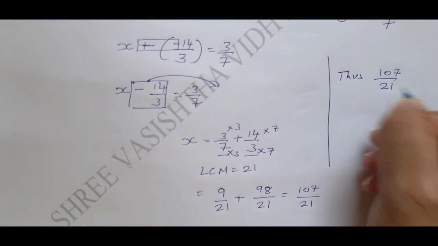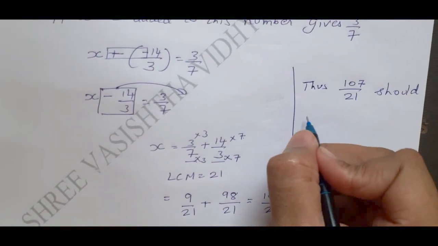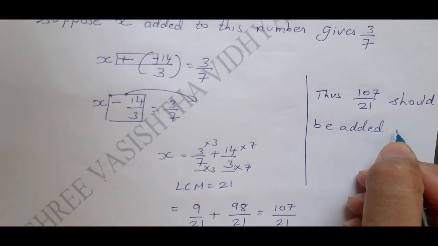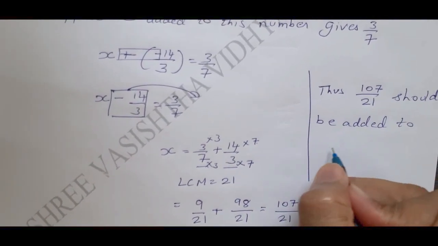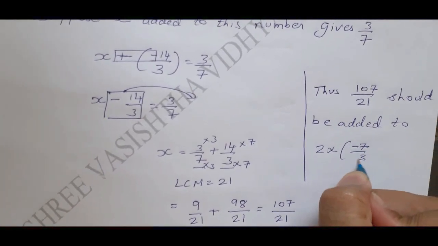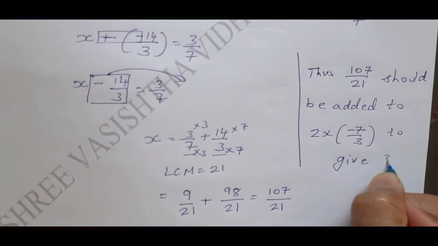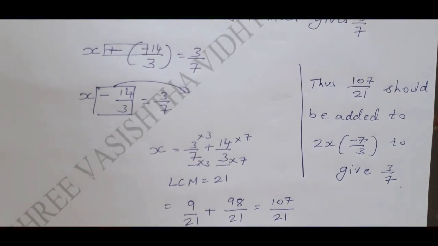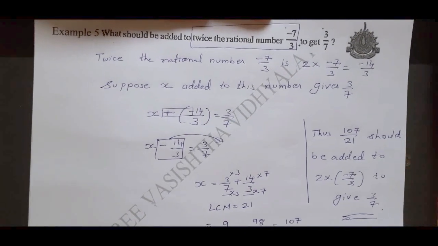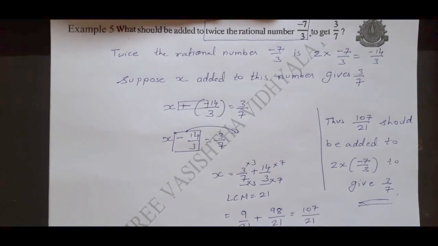Thus 107 upon 21 should be added to 2 multiply minus 7 by 3 to give 3 by 7. Now see, these are the various methods again to express certain applications based on linear equation in one variable.